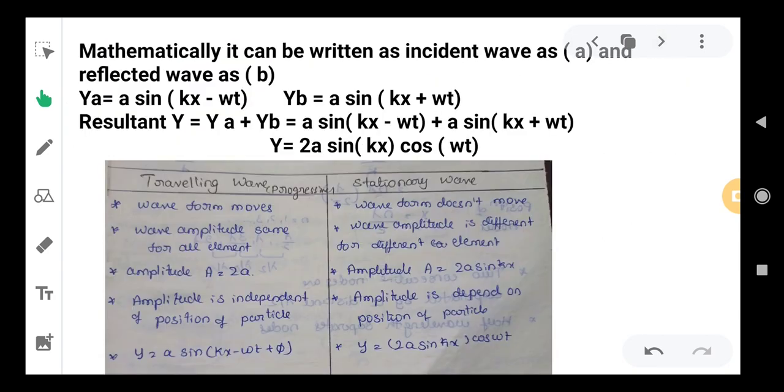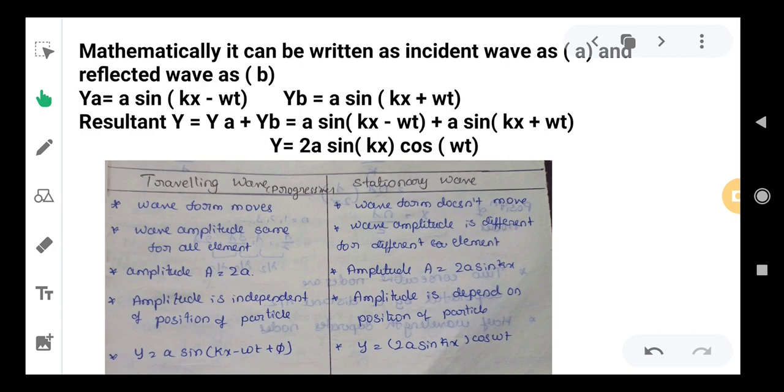Then the resultant can be written mathematically as sin A plus sin B. One is positive and the other negative, meaning opposite directions. One wave goes along the positive x axis and the other along the negative x axis: kx minus omega t, kx plus omega t. This needs simplification. The same sin A plus sin B can be written as 2 sin((A+B)/2) cos((A-B)/2). After simplification, the expression is 2A sin kx cos omega t.